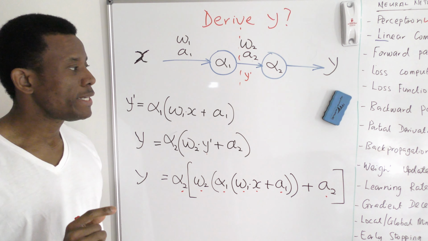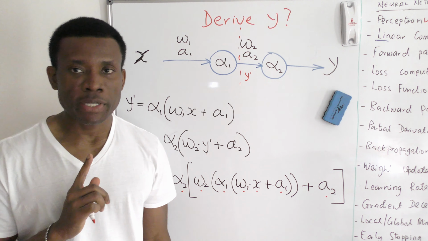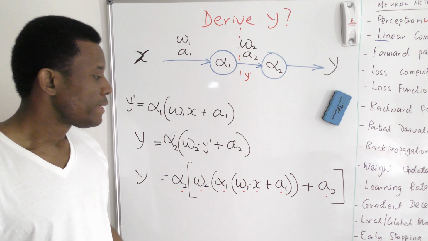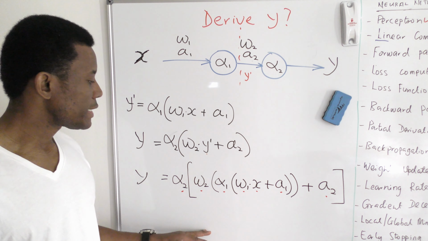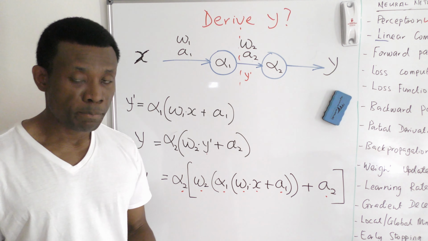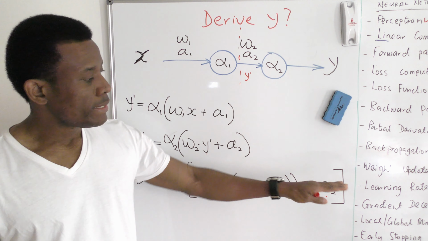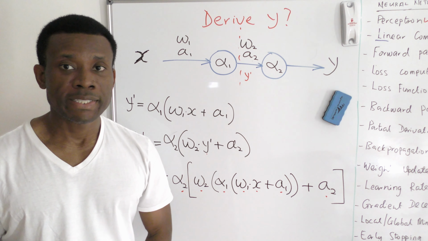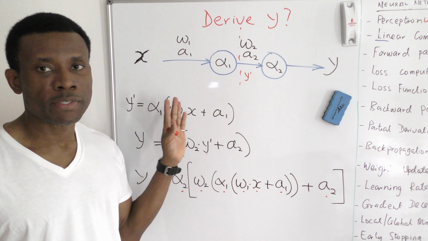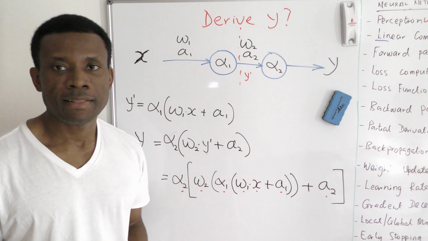And why are we doing this? Because later on we are going to be talking about backpropagation. This is the equation of the network that we are going to use to apply partial derivatives and other computation when we do weight updates. So it's crucial for you to understand how to solve problems like this.